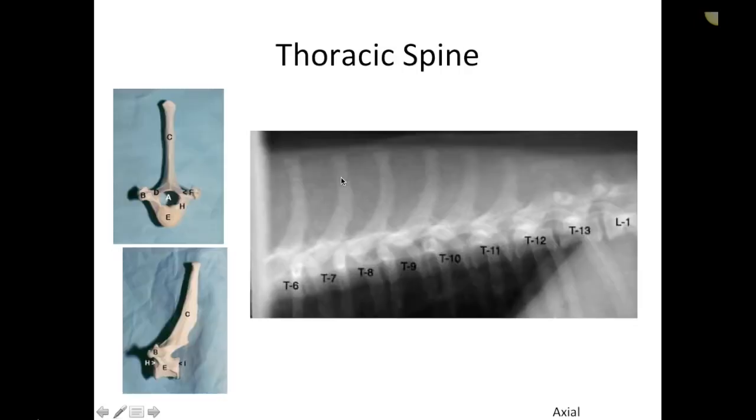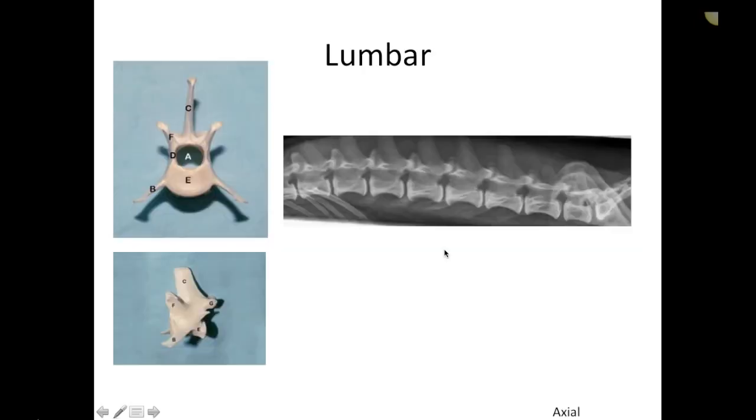Just going to go back to thoracic, and I'll talk about it a little bit later, but just to note that within each thoracic vertebra, ribs articulate. So ribs will create a joint with thoracic vertebrae.